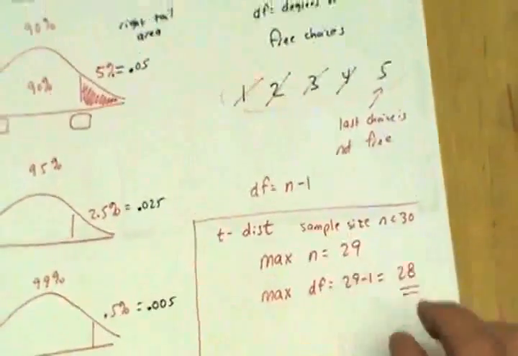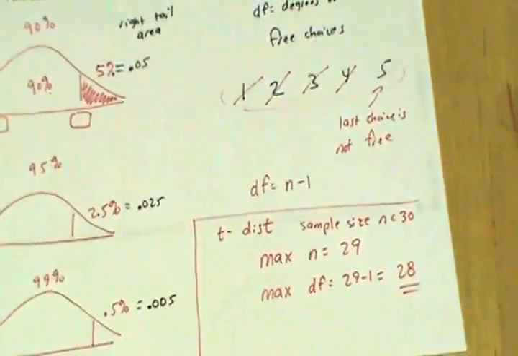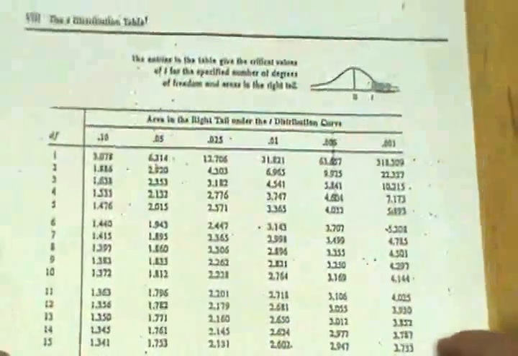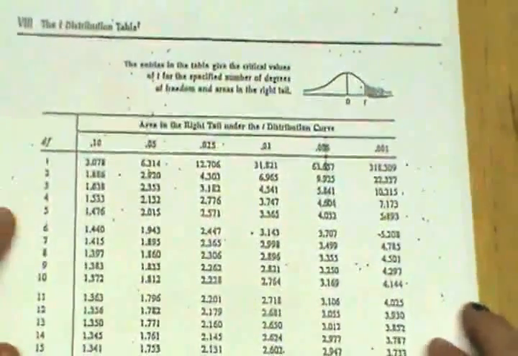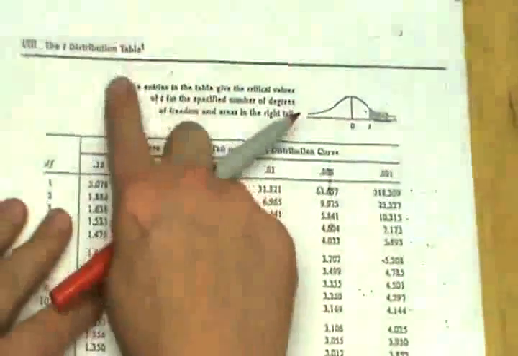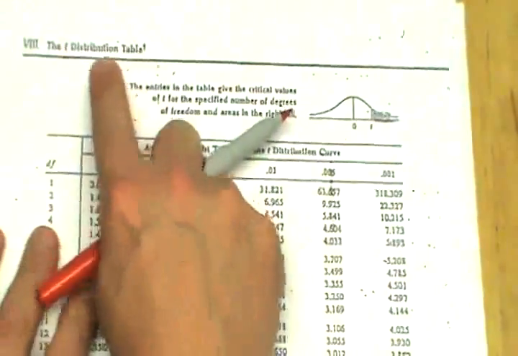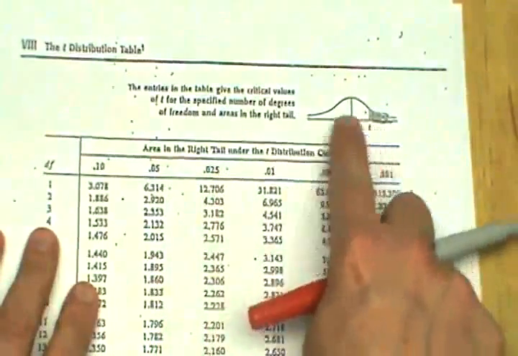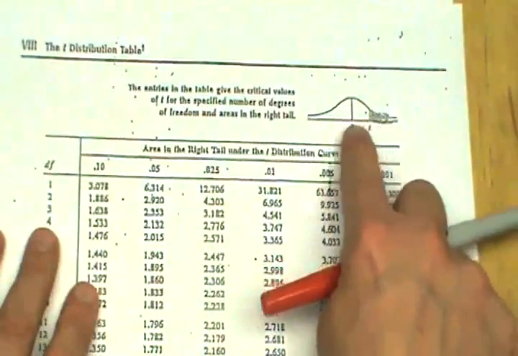So that's the largest degree of freedom I can possibly have with a T distribution if we use that kind of rationale. So if I show you, here's the T distribution chart that you're going to download from the website. And you'll notice up on the top, first it says T distribution. And then it says area in the right tail under a T distribution. They give you a bell-shaped curve. They give you 0 and T.